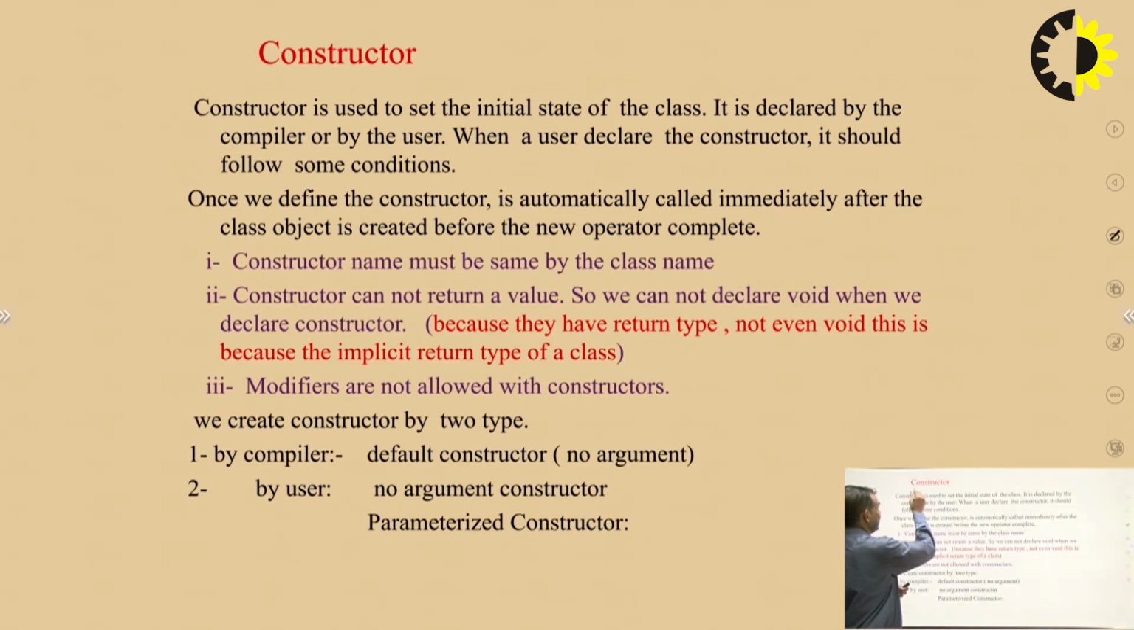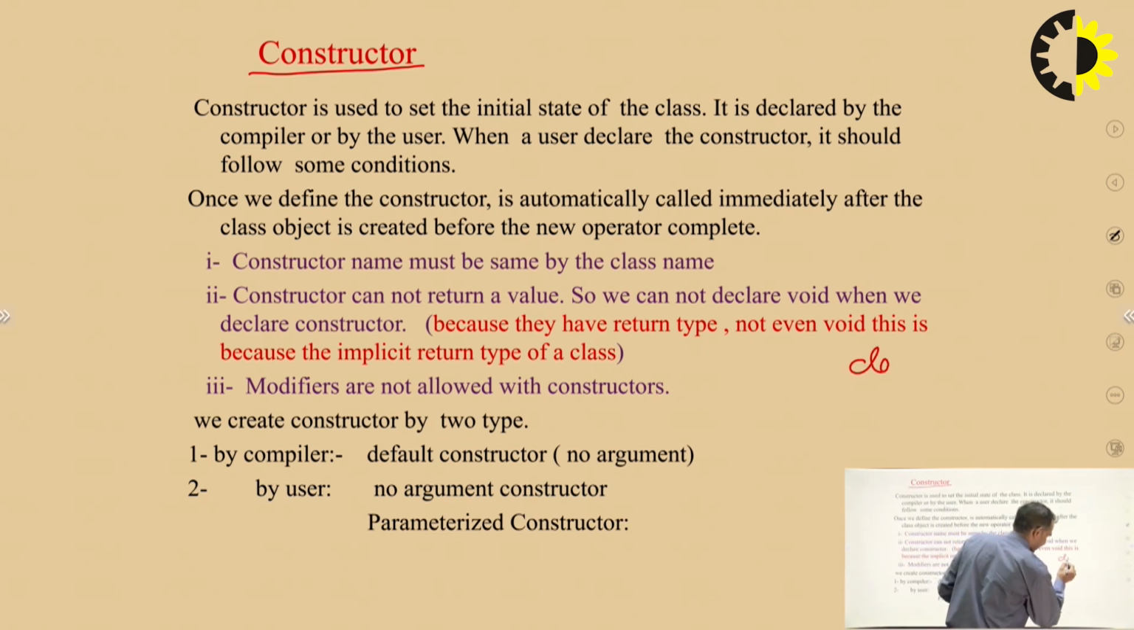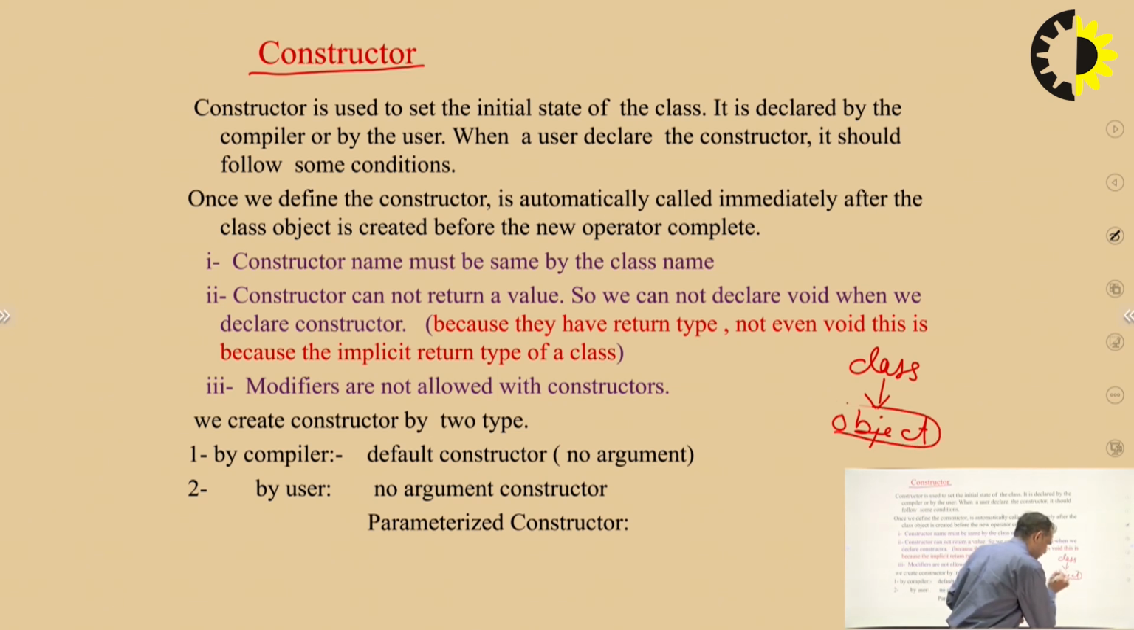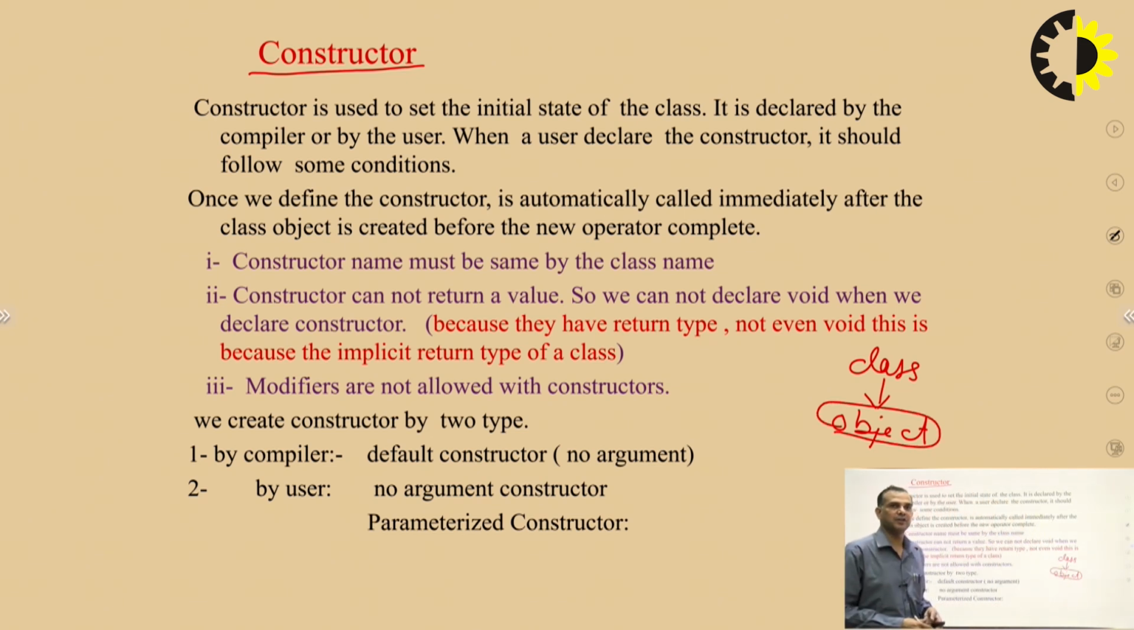Now we move to the constructor. Why do we need the constructor? Object oriented programming basically depends on the class. Firstly we declare a class, then we create the instance, or we can say we create the object of the class. If we have to do anything, we use the reference of this object, or the instance of the object, to access the class. So constructor is used to set the initial state of a class.